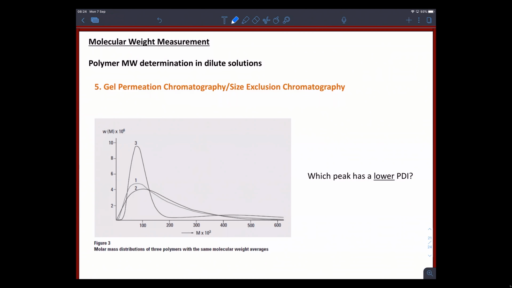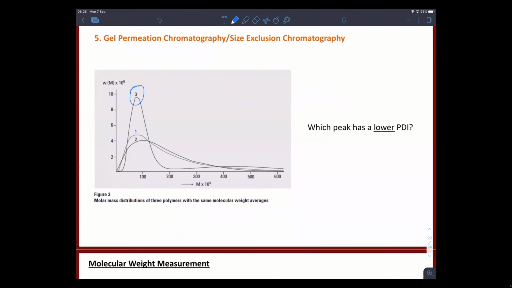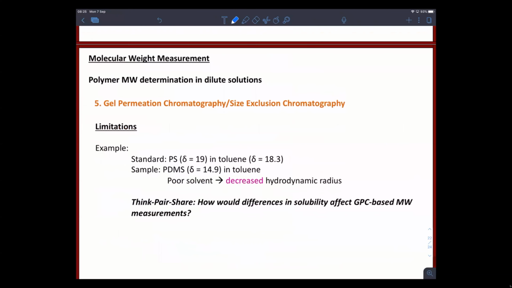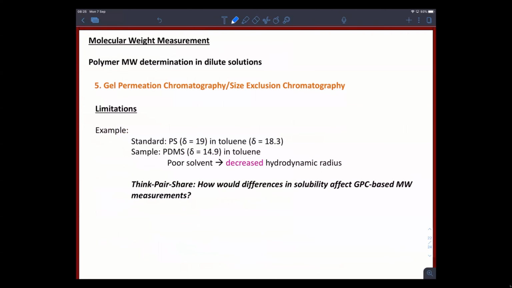Three. That was a silent three. Three, good, yeah. So the 3 has the lowest PDI on there. But we can understand the distribution of these polymers using chromatographic methods. Now, there are some limitations, and limitations exist with all kinds of measurements and instrumentation.